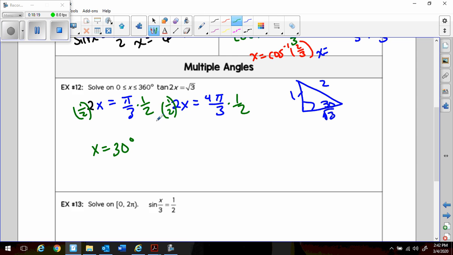And this one is going to be 4 pi over 3. This one is going to be 120 degrees. And then we're going to do every multiple of that. So you can find the other 2 multiples that will make tangent the square root of 3. Okay?